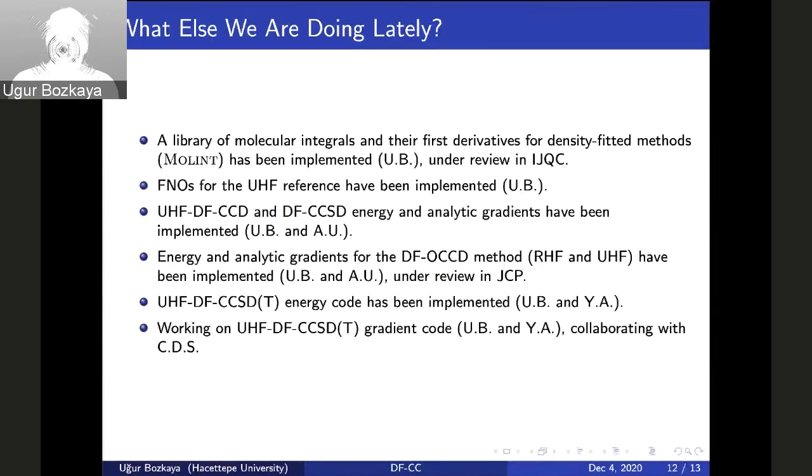Further, we have recently implemented unrestricted DF-CCD and CCSD energy and analytic gradients. Additionally, we have implemented the energy and analytic gradients of the DF-OCCD method. Here, OCCD stands for orbital-optimized coupled cluster. All RHF and UHF versions are available. We also completed a UHF DF-CCSD(T) energy code, which works nicely compared to the canonical code. And finally, I would like to note that we are presently working on the UHF DF-CCSD(T) analytic gradients code, collaborating with David, and several of my graduate students, Yavuz Alagöz and Aslı Ünal, are helping me on this implementation.